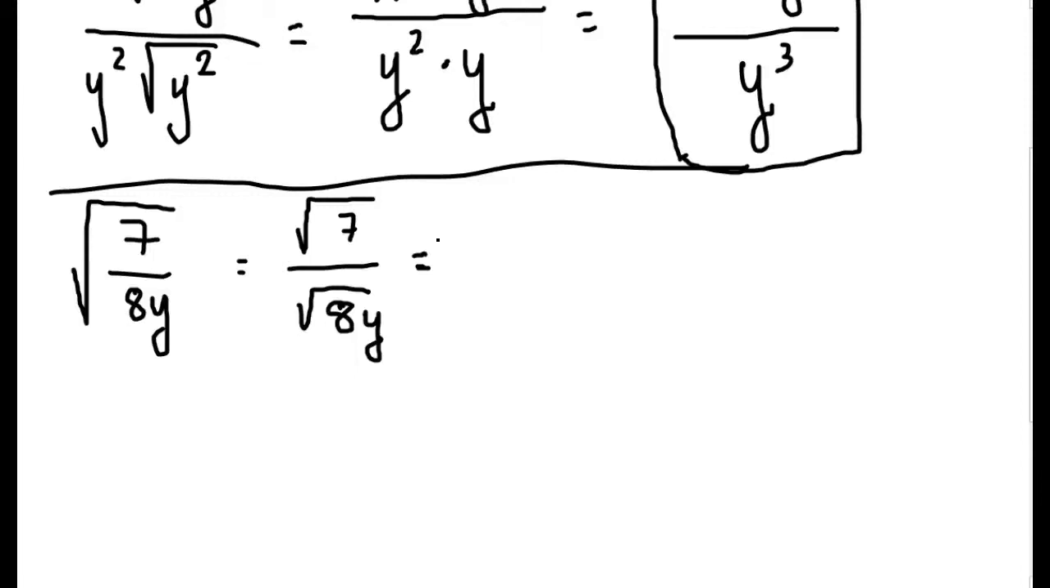All right, so now looking at the denominator, is there a perfect square of that? Square root of 8y? No, it's not. But we can't leave it like this because we cannot leave a radical in the denominator. So in order to rationalize the denominator, we need to multiply our numerator and denominator by the same thing that will allow us to get the denominator to not have a radical in it.